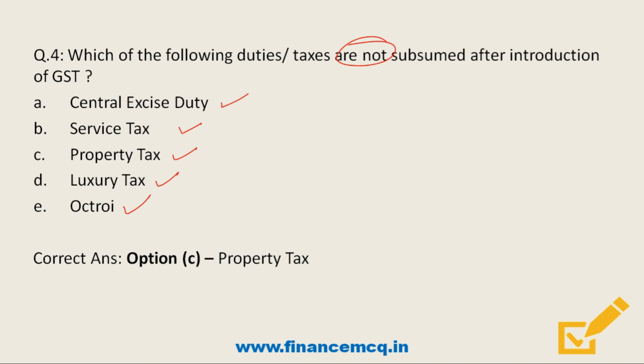So friends, what all other taxes which are subsumed after introduction of GST are: SAD, that is special additional duties of customs, then state VAT, then central sales tax, then entry tax, then taxes on lotteries, betting, gambling, and even entertainment and amusement tax are also subsumed with the introduction of GST.